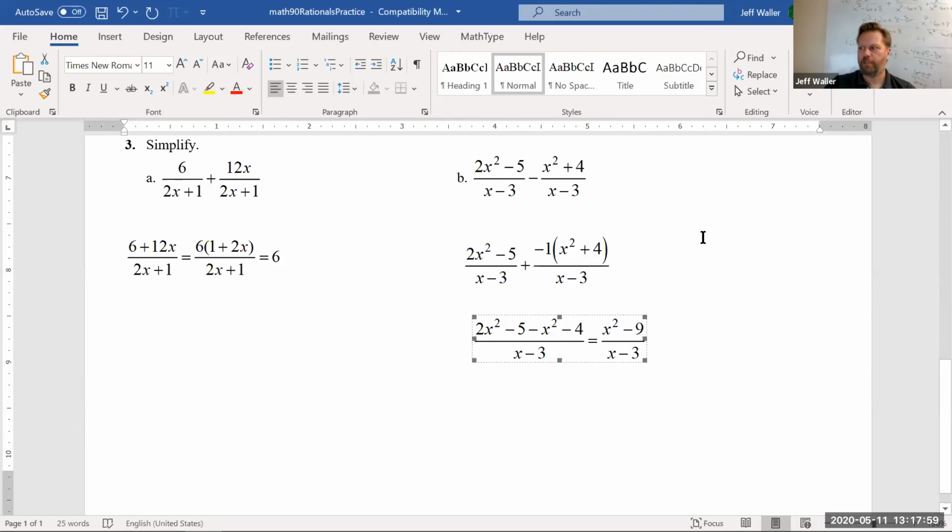And then of course, what can you do at the top there? What can you do with the x squared minus 9? Difference of squares. Yes, the difference of squares. So the top is a difference of squares.